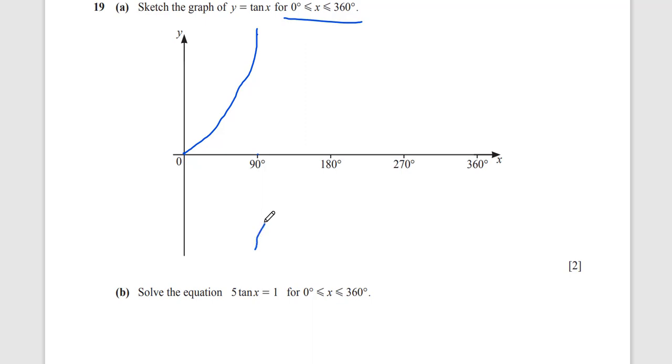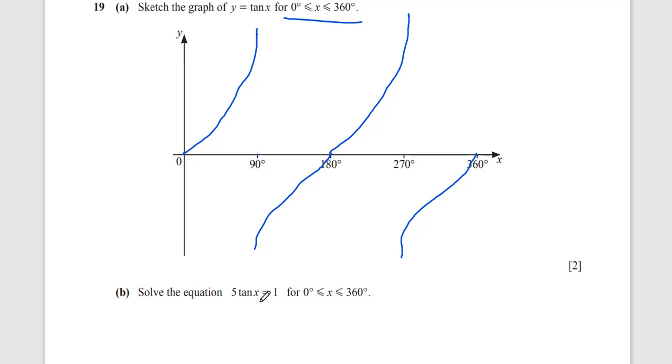So from here it will come, and we know tan 180 is 0 and tan 270 is infinite. Same way, we will be continuing like this. Okay, this is the tan graph in this region, 0 to 360 degrees.